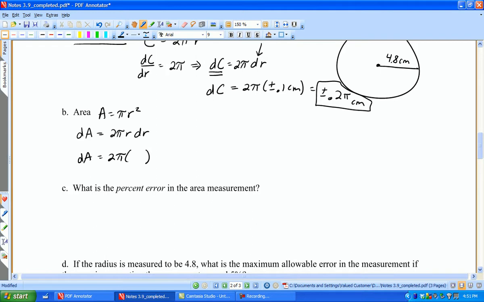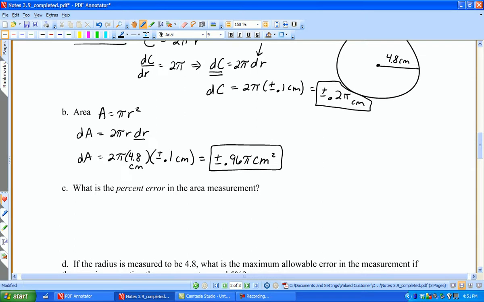Now what was the radius measurement? Well, I thought it was 4.8. But was there an amount of error? Sure, plus or minus 0.1 of a centimeter. And this was 4.8 centimeters. So if I multiply that together, so I've got my calculator out, 2 times 4.8 times 0.1, and I get plus or minus 0.96 pi centimeters squared. That's how much my area measurement could be off by.